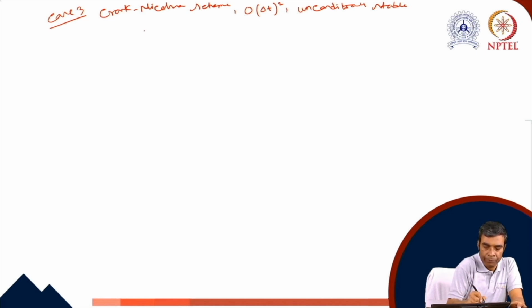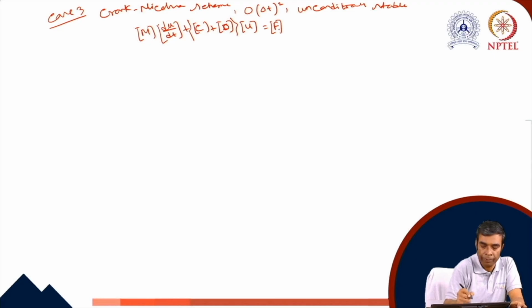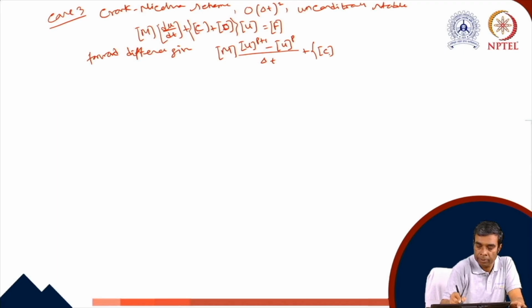So we can find this from the semi-discrete equation: M du/dt plus (C plus D) into the DOF q equals F. The forward difference gives M into (u at p plus 1 minus u at p) by delta t plus (C plus D) u at the pth level equals F at the pth level.